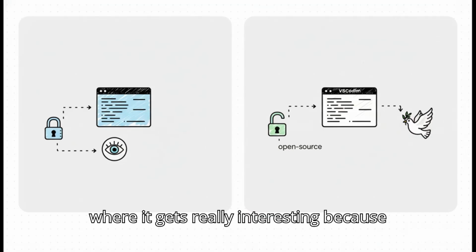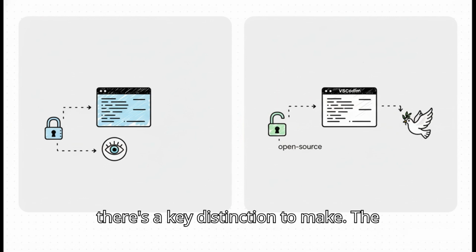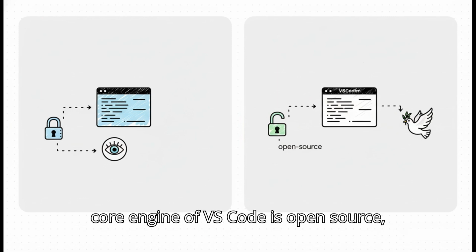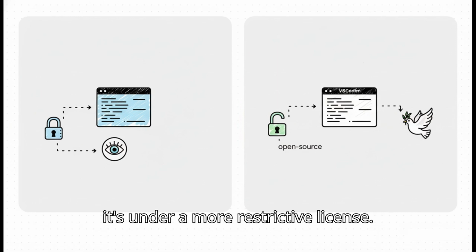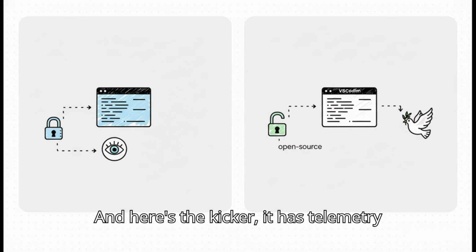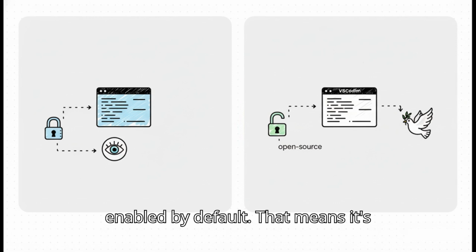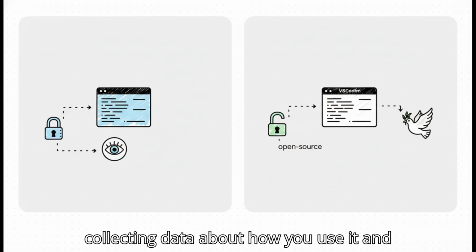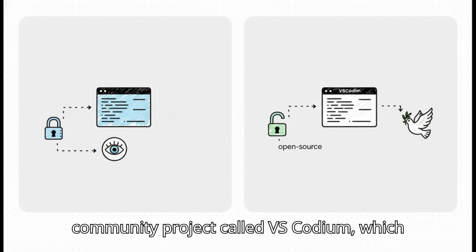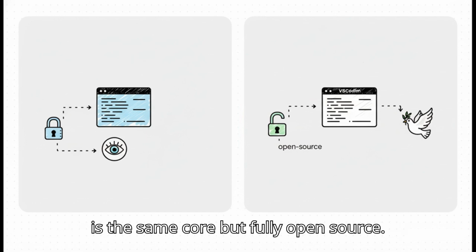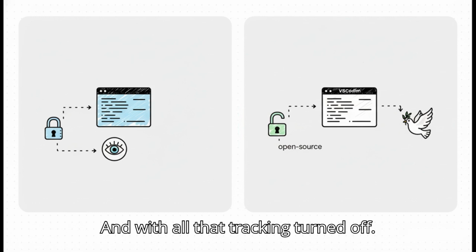Okay, this is where it gets really interesting, because there's a key distinction to make. The core engine of VS Code is open source, which is great, but the actual product you download from Microsoft, that's not. It's under a more restrictive license, and here's the kicker, it has telemetry enabled by default. That means it's collecting data about how you use it and sending it back home. Now, for people who aren't cool with that, there's a community project called VS Codium, which is the same core, but fully open source and with all that tracking turned off.